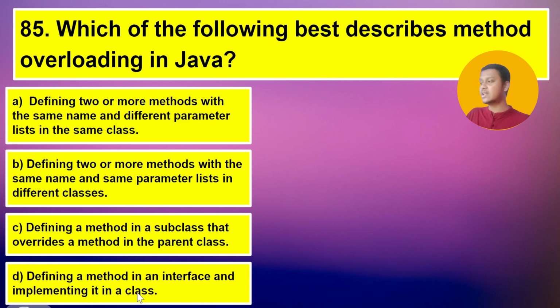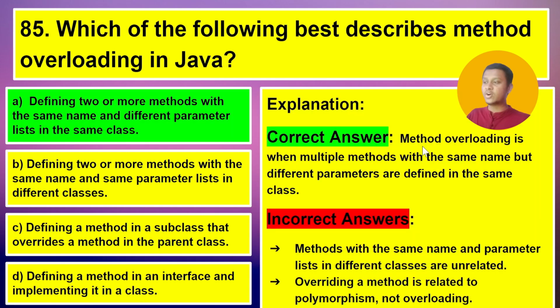So the correct answer here is option A, because method overloading happens when multiple methods with the same name but different parameters are defined in the same class. Other options are incorrect because methods with the same name and parameters list in different classes are actually unrelated. Overriding a method is related to polymorphism, not overloading.